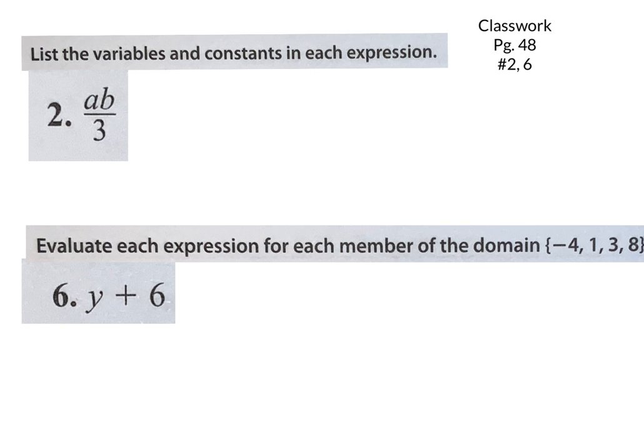All right, let's go over these. Number 2, what are your variables there? Yeah, you have A and B. Those are your variables. What's your constant? 3. All right, so your variables are your A and B. Your constant is going to be your C.